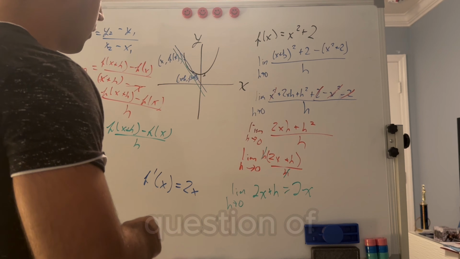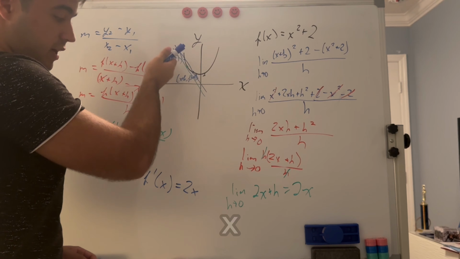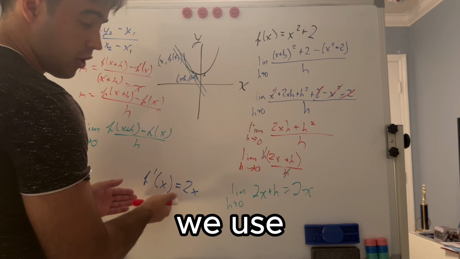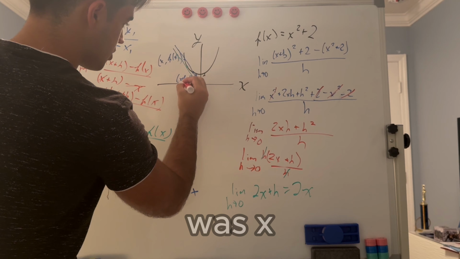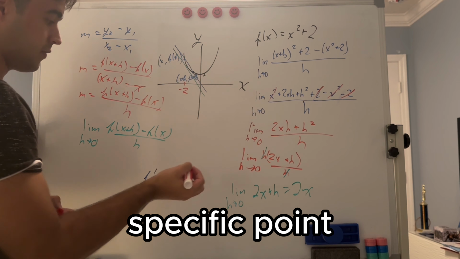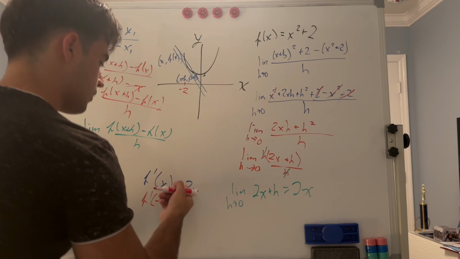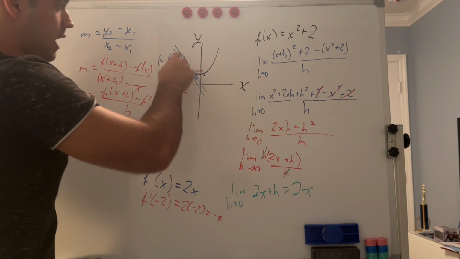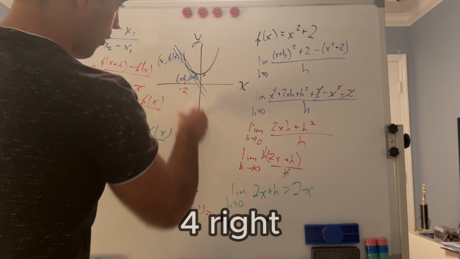However, this doesn't answer the question of the rate of change happening at this tangent line. This does not look like 2x. How to find this is, we use our derivative now to find this rate of change. So let's say this point here was x equals -2 at this specific point. What we'd do is we'd find f prime of -2, and then we just plug it in. 2 times -2 equals -4. And as you can see, this is a steep line going downward, which is similar to our -4 right here.